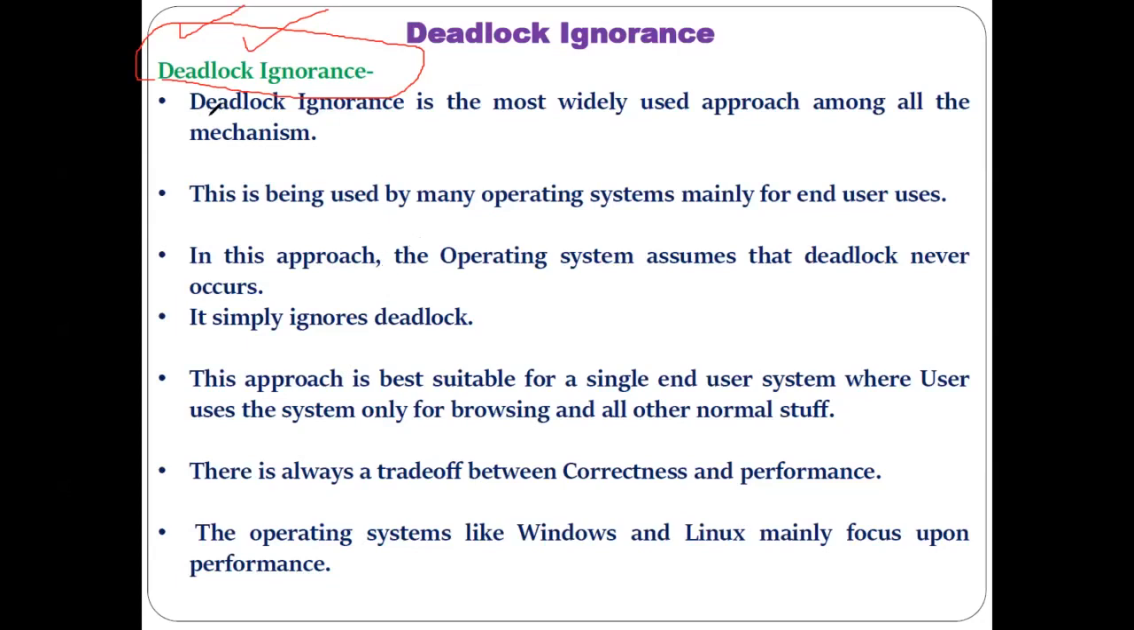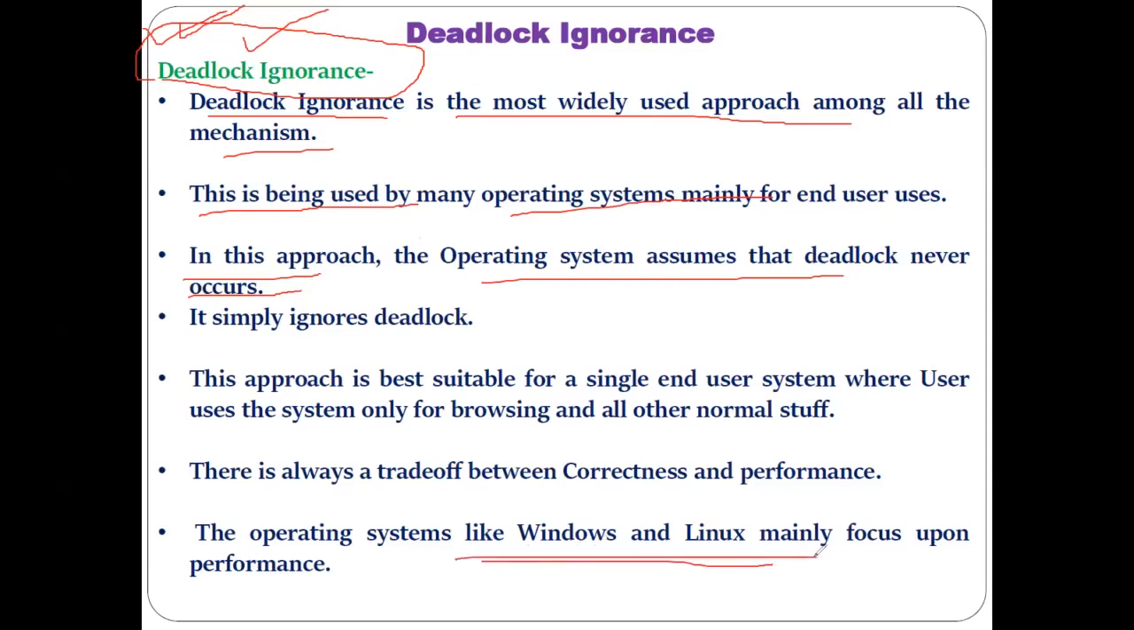Same thing I have mentioned here. Deadlock ignorance is the most widely used approach among all the mechanisms. This is being used by many operating systems for their end users. So the Windows operating system and the Linux operating system also utilize this approach. In this approach, the operating system assumes that deadlock will never occur. Here the operating system designers, like Windows and Linux, have considered that deadlock will never occur. And even if the deadlock occurs, the end user can simply ignore it. That is the simple approach here.